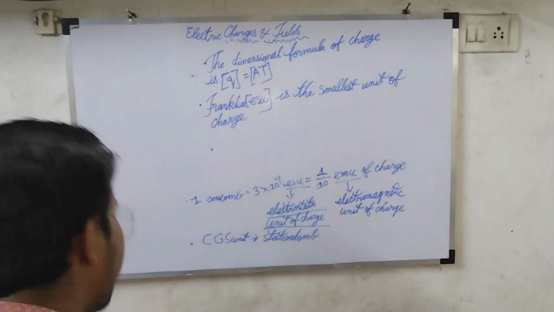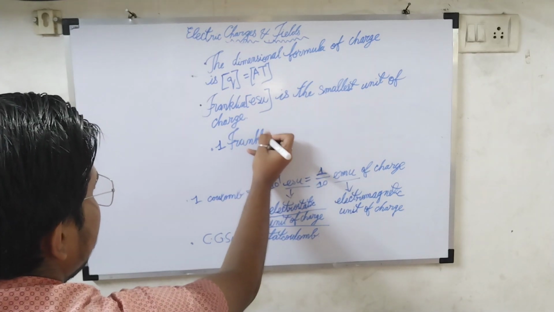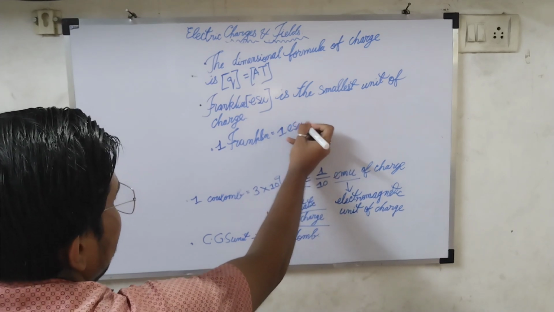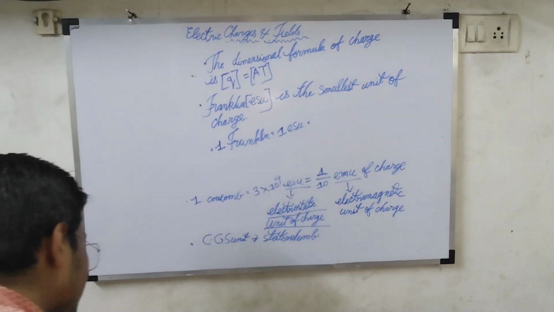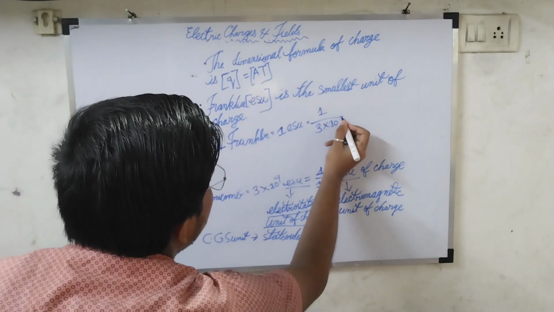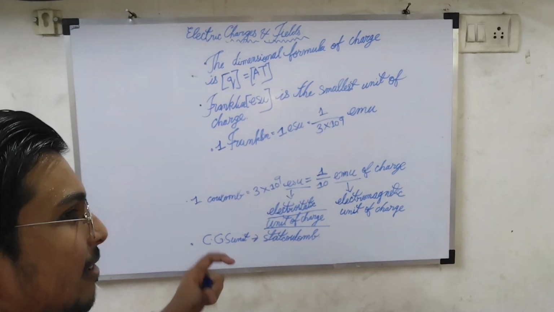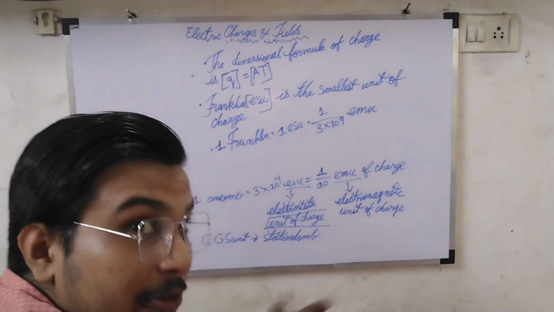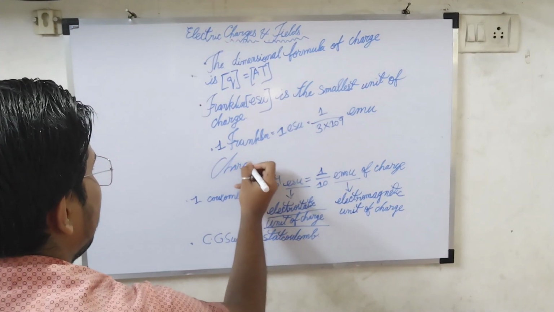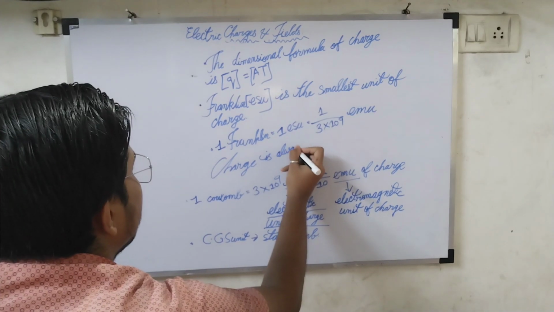So, what is 1 Franklin equal to? 1 Franklin is equal to 1 ESU, because both are the same. And what is 1 ESU? It is equal to 1 by 3 into 10 to the power 9 EMU. What is charge always associated with? Good question. Charge is always going to be associated with mass.